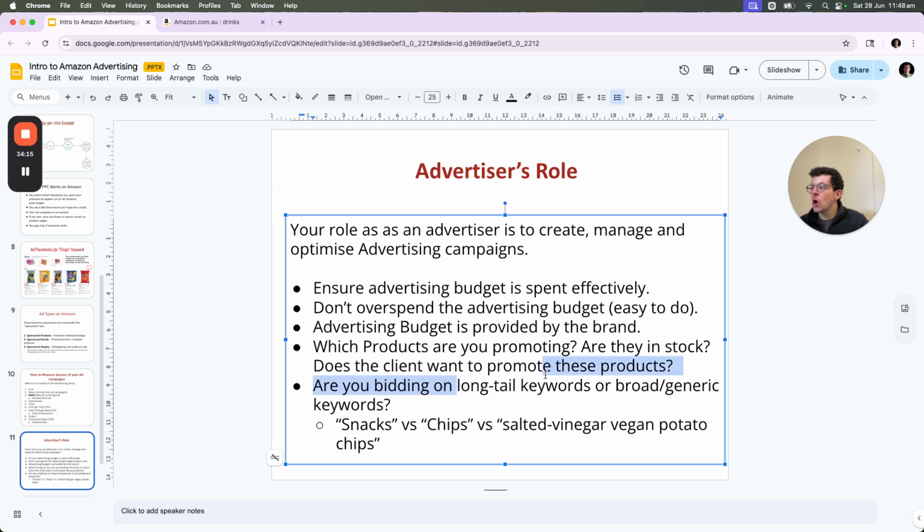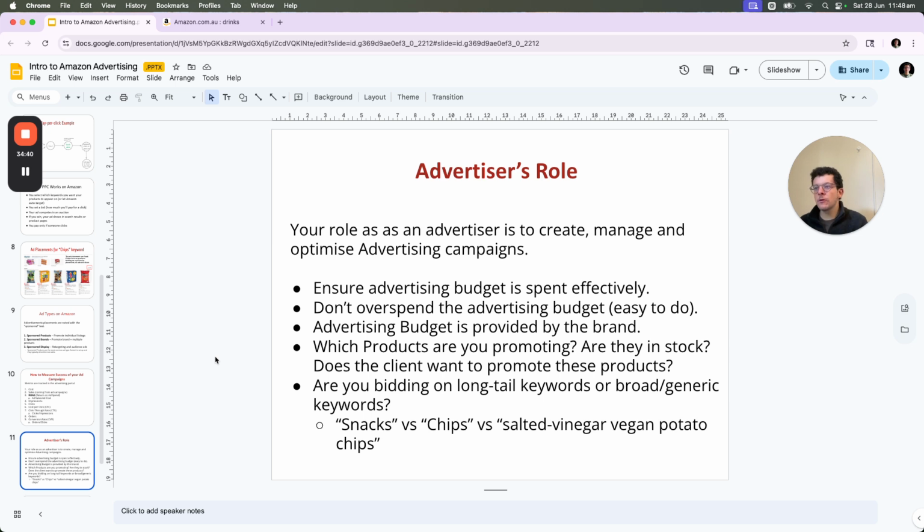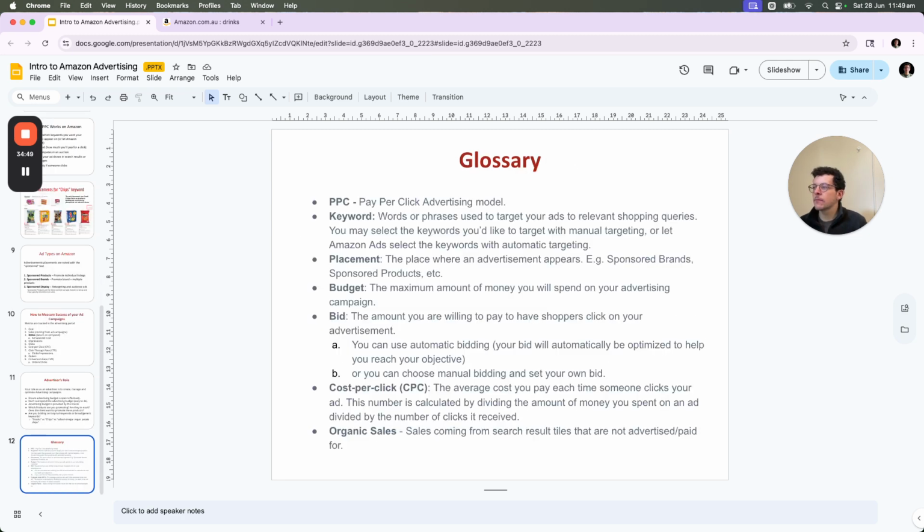Typically, the more long tail the keyword, the better the result will be because it's a lot more specific and targeted. Whereas more broad or generic keywords typically cost more, and the returns are not as great. But again, it depends on the budget, it depends on what you're trying to achieve, and it depends on a lot of different factors. But these are all questions to ask, things to keep in mind. You'll become more familiar with these as you run more ad campaigns.